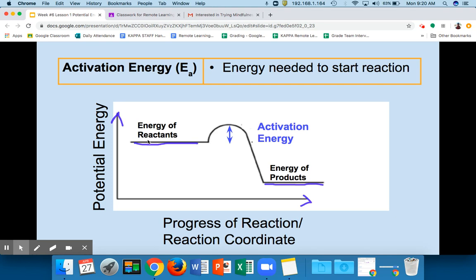So think about like when you're walking up a hill, it takes energy for you to get to where you're going. That's all it is. And you're going to want to write down this definition as you annotate it on your graph. Okay, so pause the video if you need to.